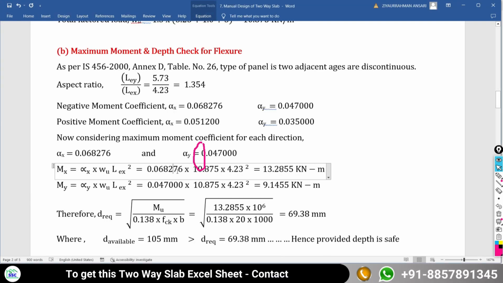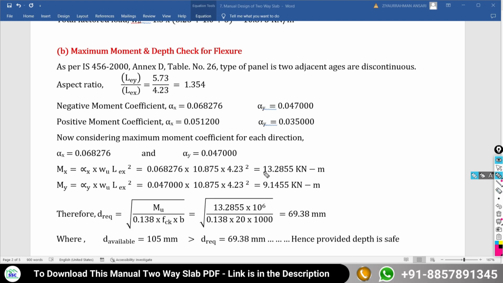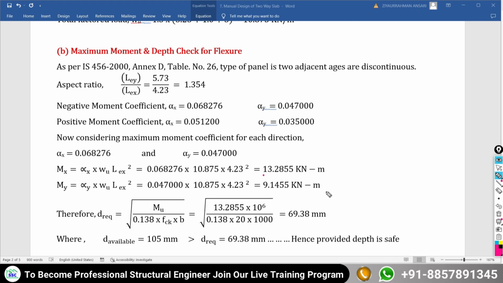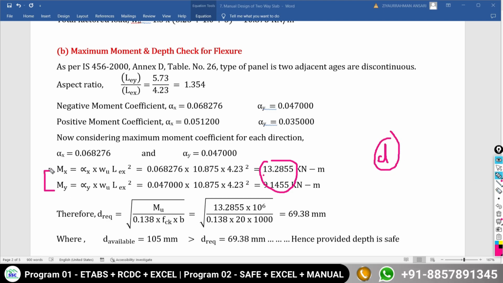In respect of this formula I am going to do the calculation. Alpha x for the shorter span, then factored load as 10.875 multiplied by shorter effective span as 4.23. After doing the calculation we get the factored moment along the shorter span as 13.2855 kilonewton meter, along the longer span 9.1455 kilonewton meter. Now amongst these two we have to consider the maximum one to calculate the effective depth required for flexure. Whatever the maximum moment developed, to resist that maximum moment, how much effective depth is required, that is the concept.